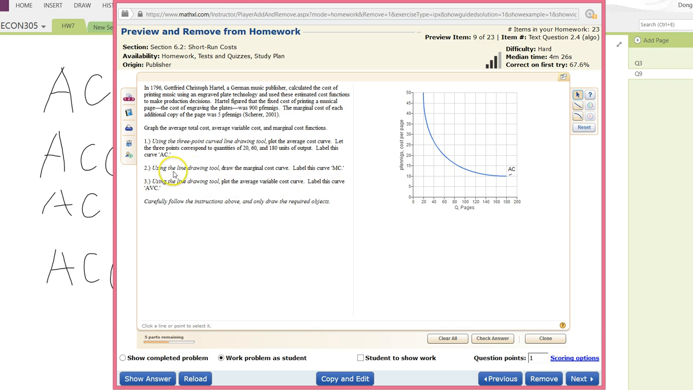And the second part is for the marginal cost curve. The setup actually already tells us the marginal cost. That's 5. So it's a constant number for any given level of the output. 5.